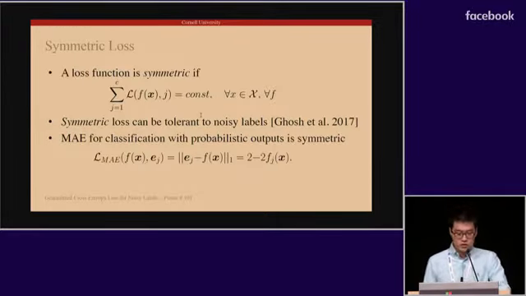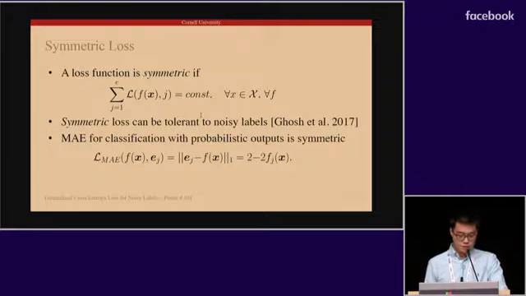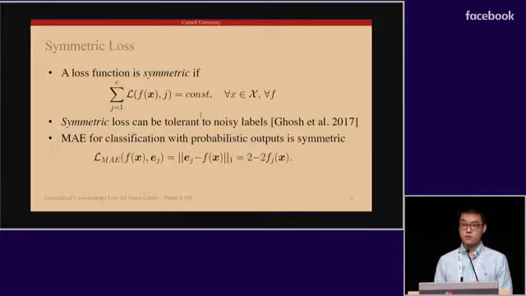As a background introduction, a loss function is symmetric if the sum of losses with respect to all ground truth label classes is a constant. It was previously shown that symmetric loss can be tolerant to noisy labels. Mean absolute error was thus proposed for training neural networks with probabilistic output in the presence of label noise because it's a symmetric loss function. On the contrary, the widely used cross-entropy loss is not symmetric.